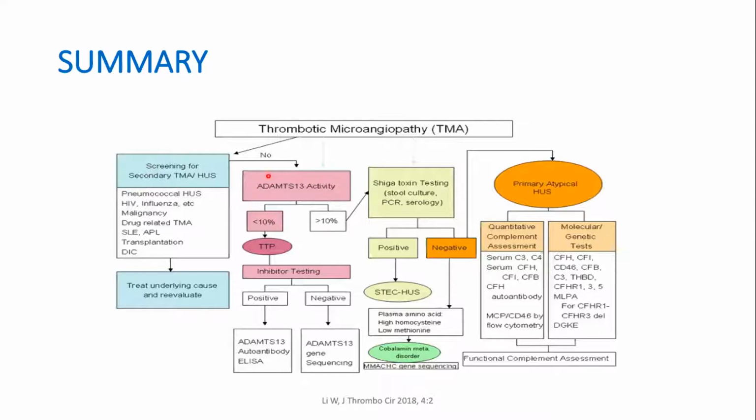This may not be readily available in our setting, so we can replace it with TTP scores like the PLASMIC score and the French TTP score. If positive, then we should go for this and treat accordingly. If negative, then we have to look for Shiga toxin testing in the stool. If it is negative, then we should label the patient as primary atypical HUS and do the complement workup. So primary atypical HUS is actually a disease of exclusion. We should not jump directly to primary atypical HUS instantly.